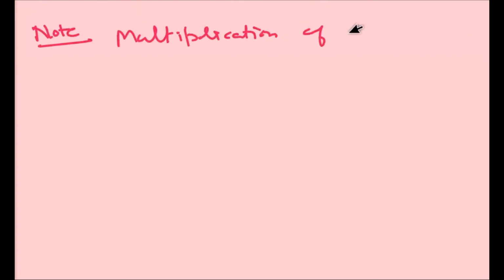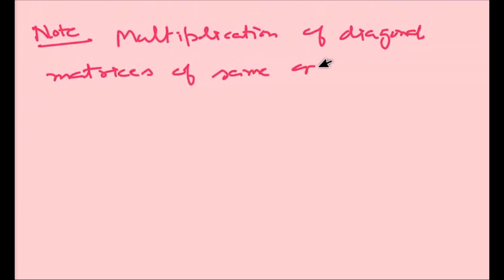We can say multiplication of diagonal matrix of same order will be commutative.